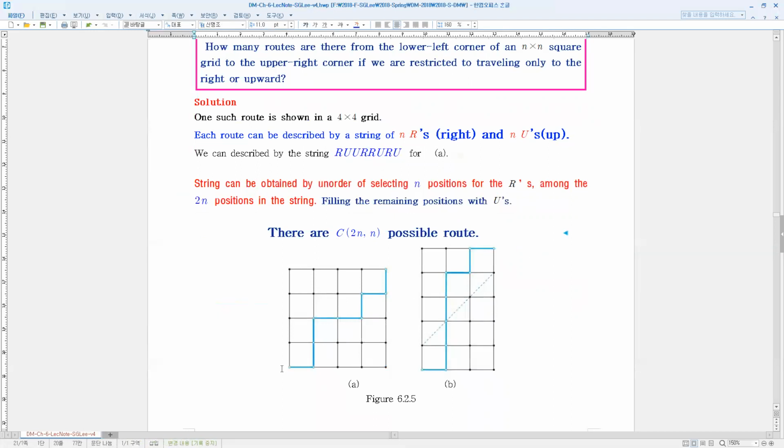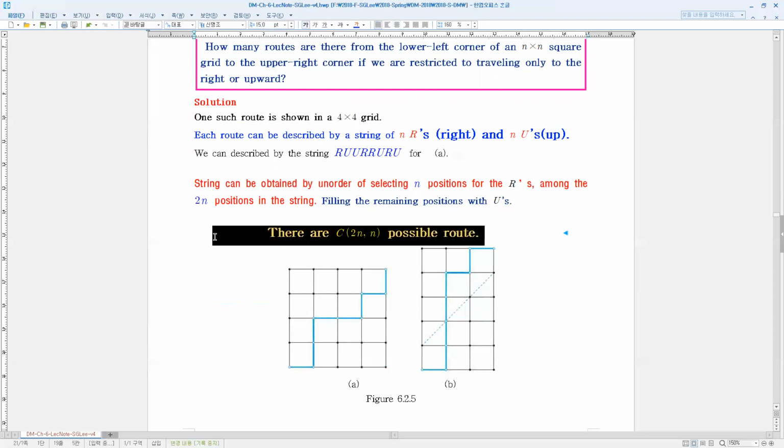Then filling the remaining positions with U's. Then we have R's here, then the U's will fill out the rest of them to make a path from here to here. So this is exactly the same problem of choosing n out of 2n. So 2n choose n. Okay, this is a possible route like this, the way from here to here.